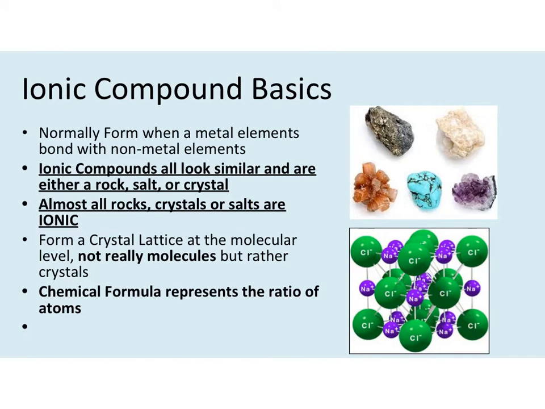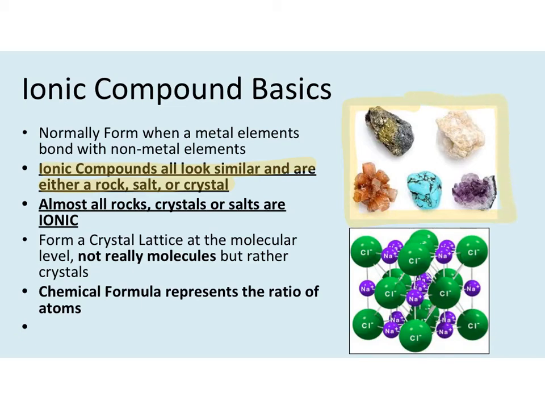So just some basics. Normally an ionic forms when a metal element bonds with a non-metal element. In almost all cases, that's true. This is why we start with ionics, because they're very simple. Ionic compounds all really look similar and are either a rock, a salt, or a crystal. That's it. When we get into covalent, there can be lots of different things, but ionics are very, very simple and very similar. They're either rocks, salts, or crystals, like we have over here.